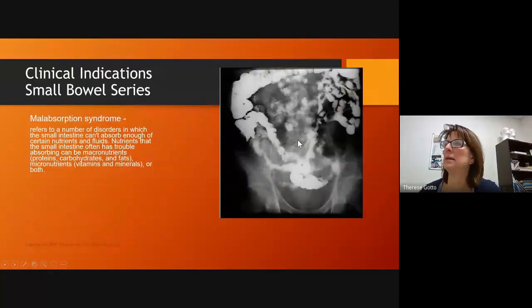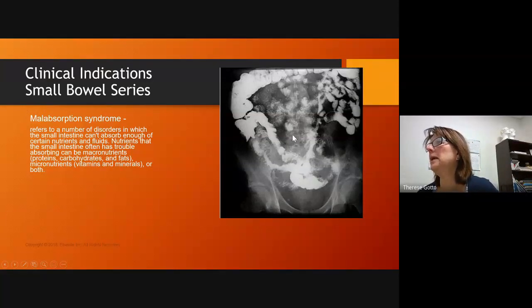This is a malabsorption syndrome, and there are a lot of syndromes out there where you do not absorb the nutrients that you need. Nutrients that the small intestine often has trouble absorbing can be proteins, carbohydrates, fats, things like that. There's usually pathology in the lining of the small bowel that prevents the absorption of those molecules.